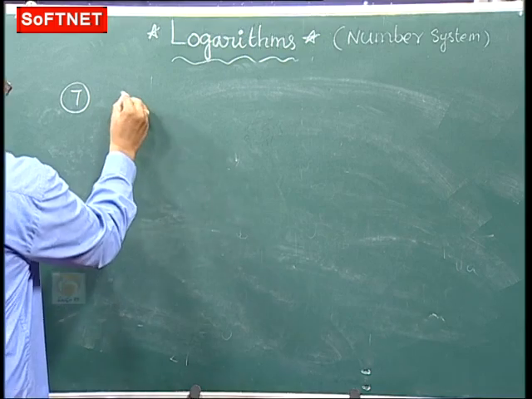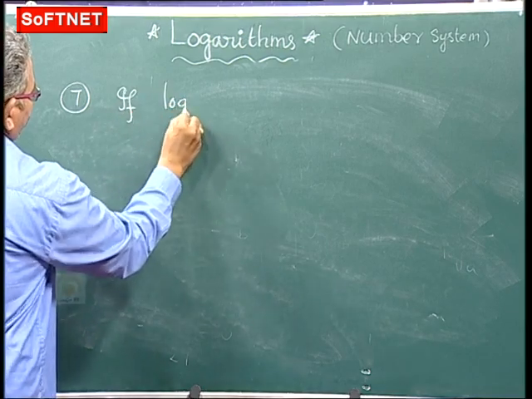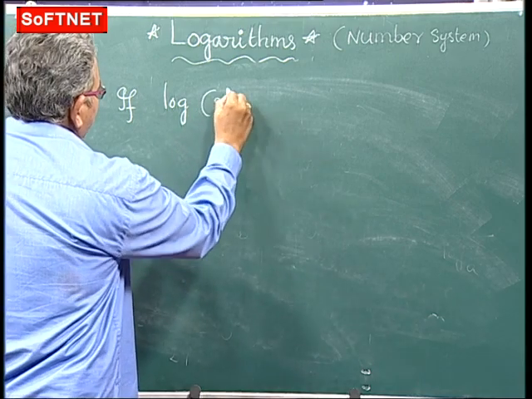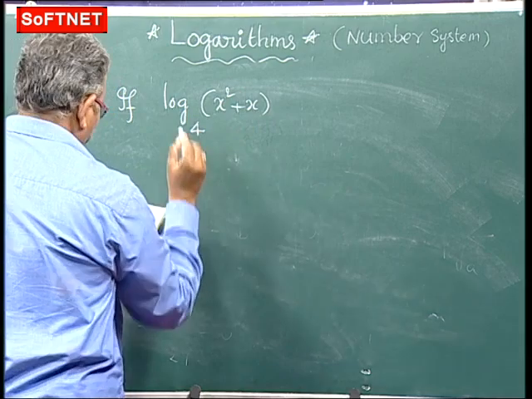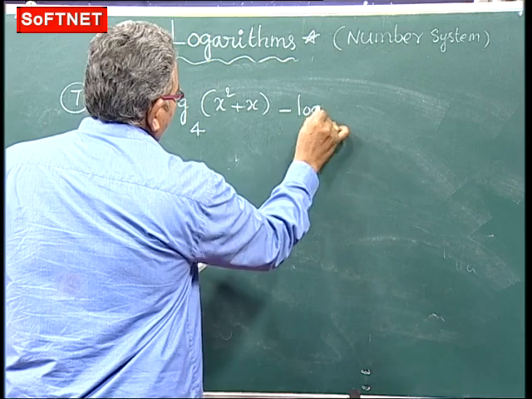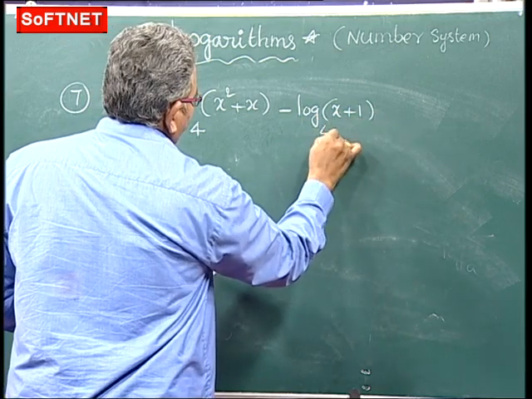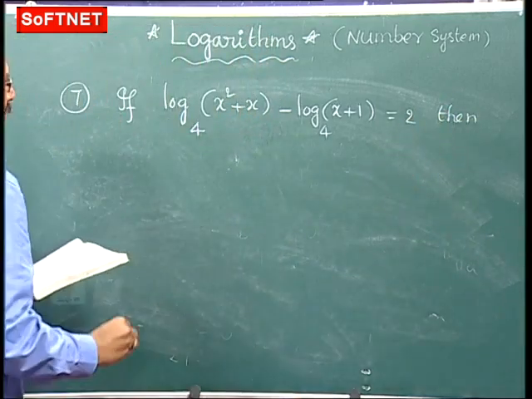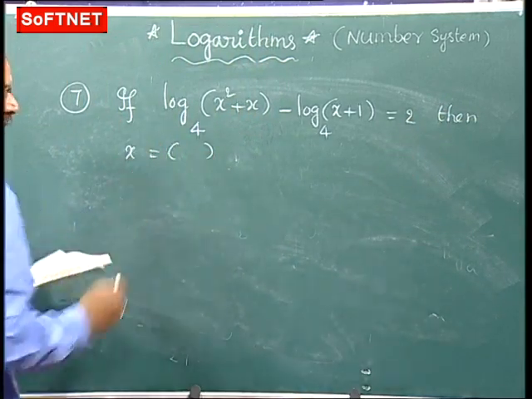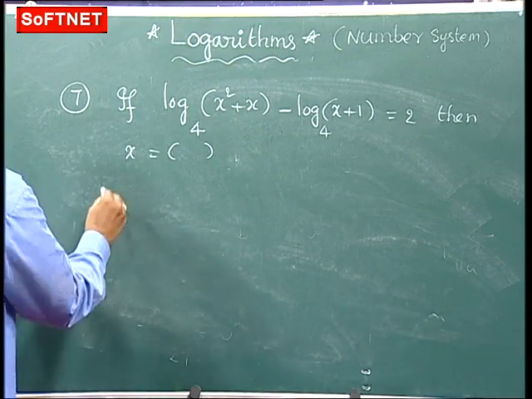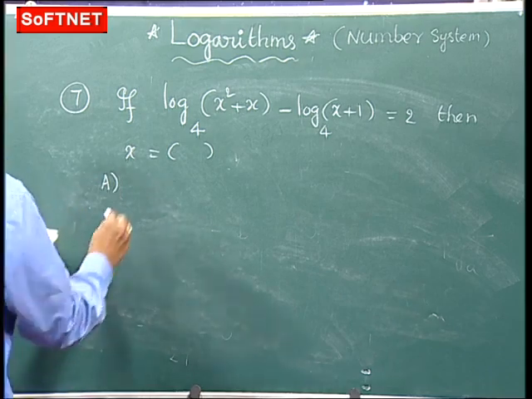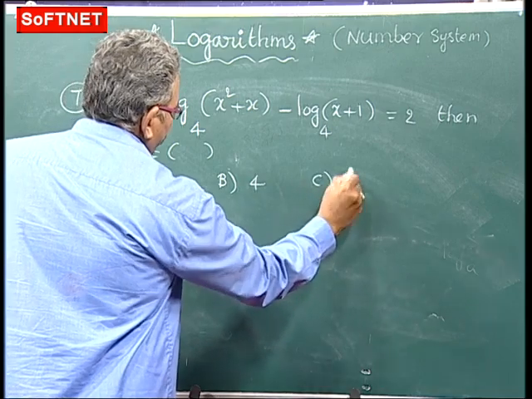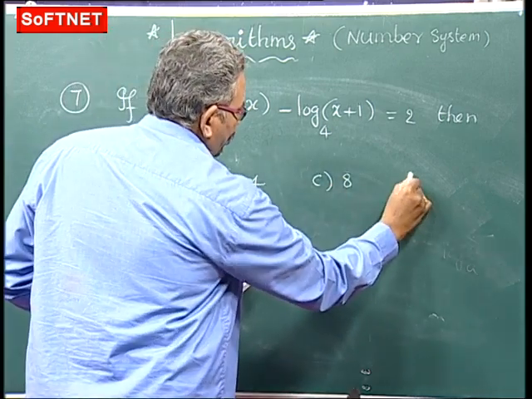Okay. If log of x square plus x base 4 minus log of x plus 1 to the base 4 is equal to 2, then x is equal to: option A 2, option B 4, option C 8, option D 16.